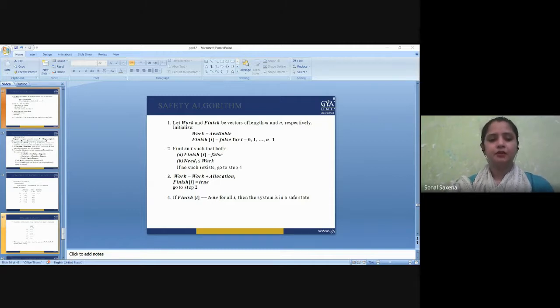So when the system receives a request for resources, it runs the banker's algorithm to determine if it is safe to grant the request. Now, the algorithm is fairly straightforward once the distinction between safe and unsafe state is understood.